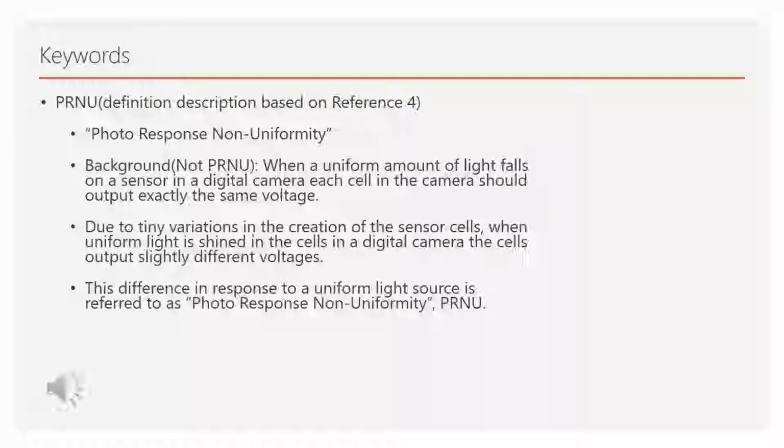Keywords. Over the course of the next couple of slides, I'm going to go over some keywords that will help the listener understand the presentation a little easier. Some background information: when an amount of light falls on a sensor in a digital camera, the camera, in theory, should output exactly the same voltage. However, due to imperfections during the manufacturing of these sensors, when the light is shined in, the cells output slightly different voltages. This difference is what is called PRNU, photo response non-uniformity.